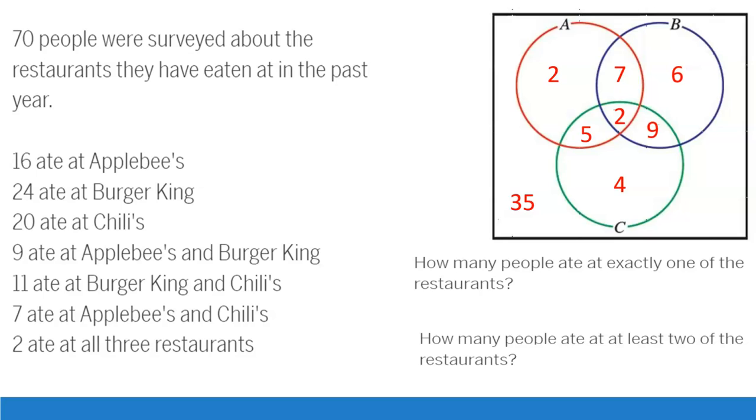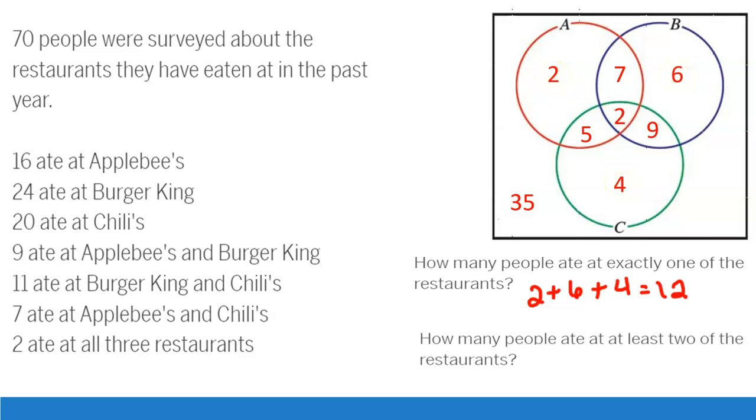So now to answer the first question, how many people ate at exactly one of the restaurants? We're looking at the diagram for any part of it where only one circle is covering that part of the diagram. That's where the 2 is, the 6, and the 4. If we add those numbers together, we get 12.